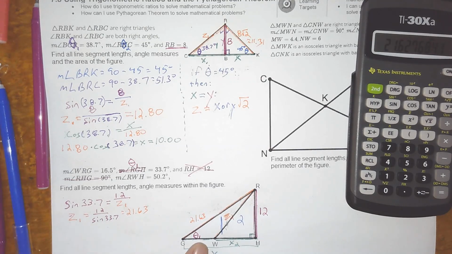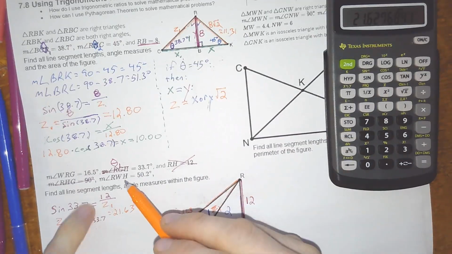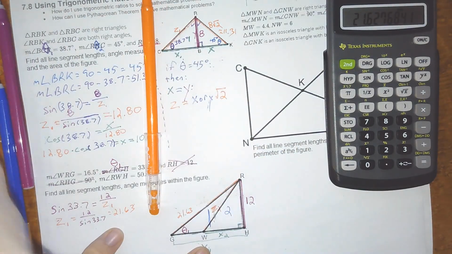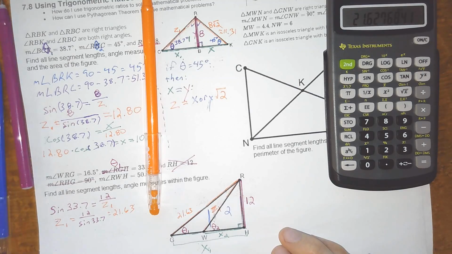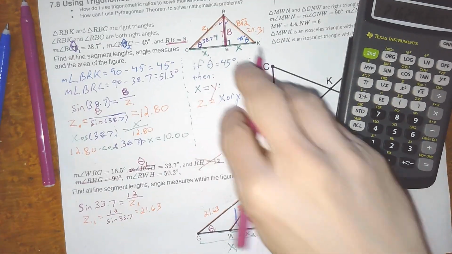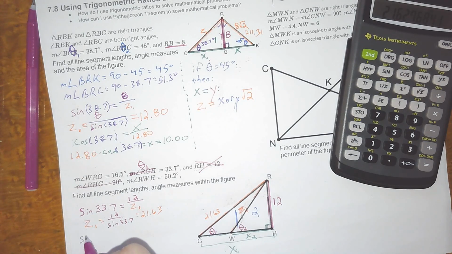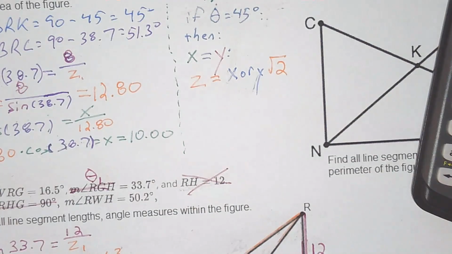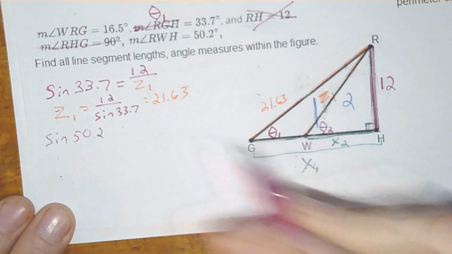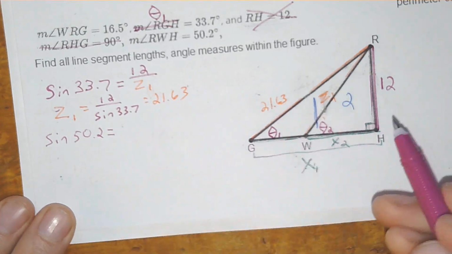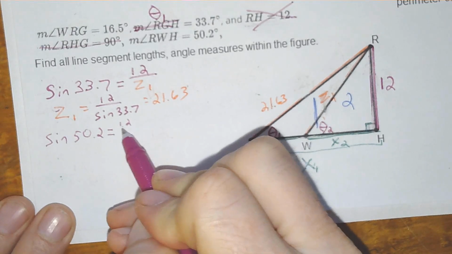Okay, so what about, do I have RWH up here? Yep, they give me RWH right here. I'm going to call this theta 2. Okay, and theta 2, again, I can use the sine. Let me zoom in so you guys can see better. The sine of 50.2 equals 12 divided by Z2.